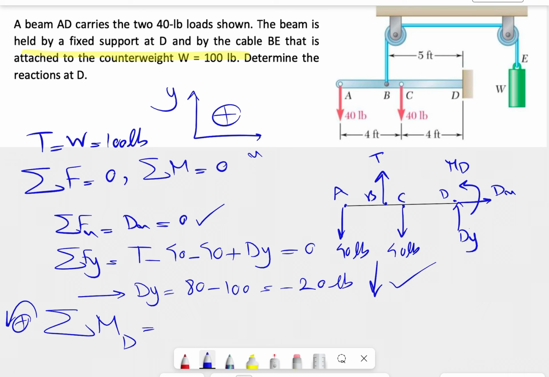and we consider counterclockwise positive. We have the moment of the 40-pound force at point A. This force is going to make a counterclockwise moment, so it will be positive. So we'll have 40, which is our F, times d, and d will be the distance from A to D, which we know from the question is 4 feet plus 4.